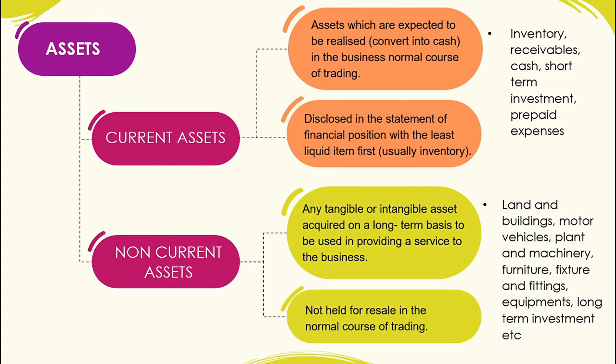A non-current asset is any intangible or tangible asset acquired on a long-term basis to be used in providing a service to the business, not held for resale in the normal course of trading. Examples of non-current assets are land and buildings, motor vehicles, plant and machinery, furniture, fixtures and fittings, equipment, and long-term investments.